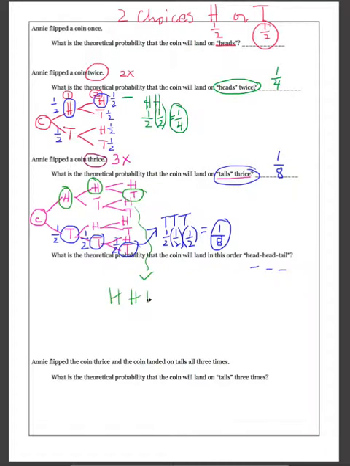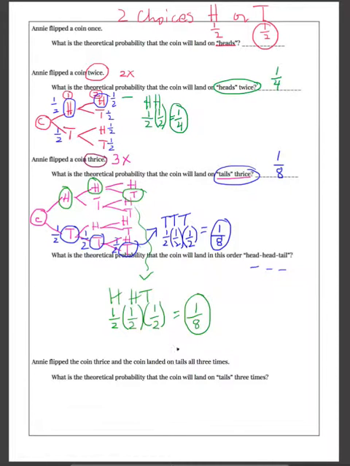Head, head, tail. Now, what is the probability that head will come out the first toss? You're right, 1/2. What is the probability that head will come out the second toss? Still 1/2. And what's the probability that tail will come out the third toss? It's still 1/2. So 1 times 1 times 1 is 1. 2 times 2 times 2 is 8. So the probability that the coin will land in this order, head, head, tail, is still 1/8.